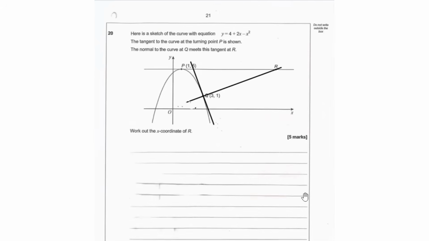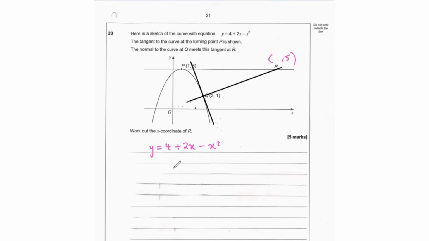Question 20 says, here's a sketch of the curve with the equation y equals 4 plus 2x minus x squared. The tangent to the curve at the turning point B is shown. The normal to the curve at U meets the tangent at R. Work out the x coordinate of R. So for the y coordinate, it's going to be 5 because it's a straight line. So what we're going to do over here is, we know that y equals 4 plus 2x minus x squared.